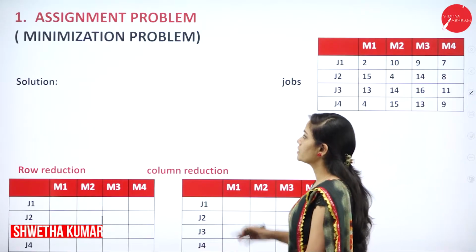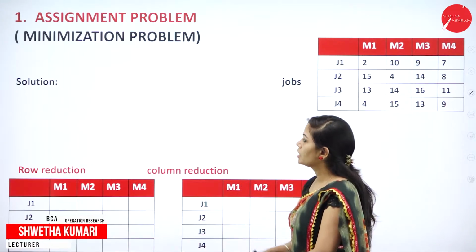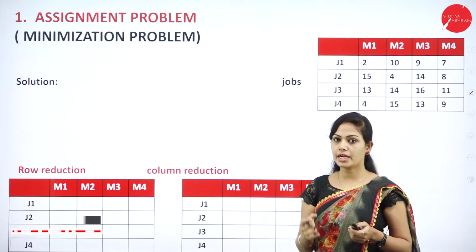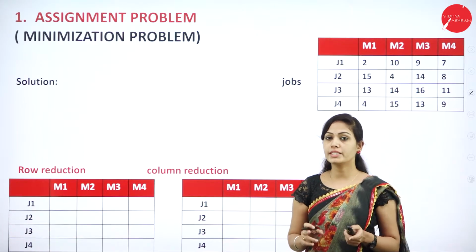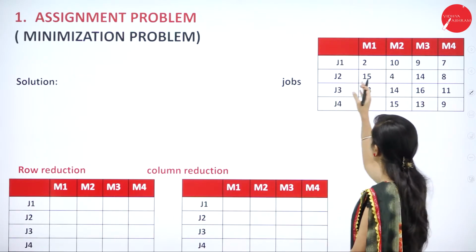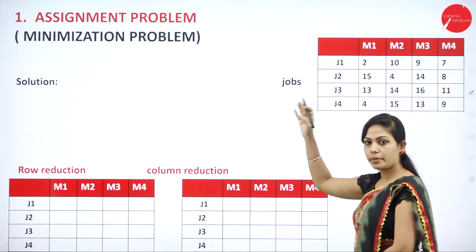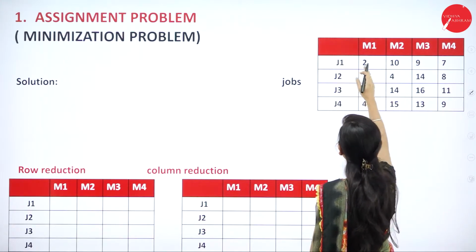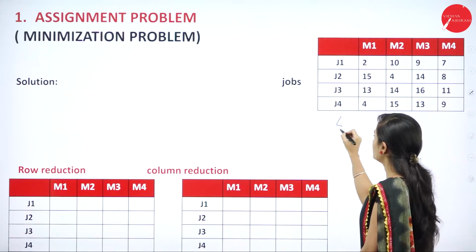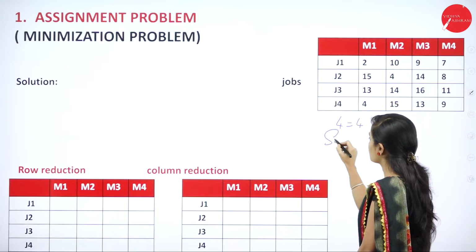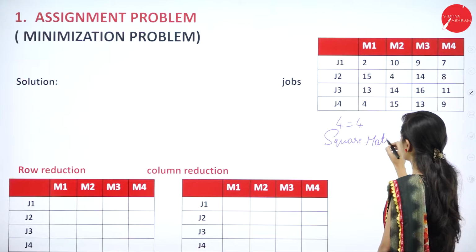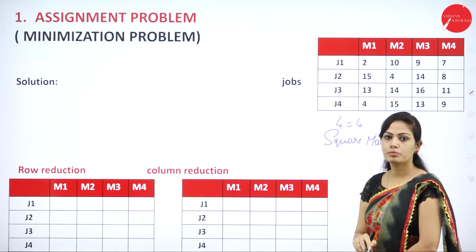So first problem, it is a minimization problem. Here you have a number of jobs and machines. What is the first step in the Hungarian method? First, you have to check whether it is a square matrix or not. So, how to check the square matrix? The number of columns should be equal to the number of rows. Here I have 4 columns and 4 rows. So, 4 equals 4. It is a square matrix. If it is a square matrix, you can proceed further.